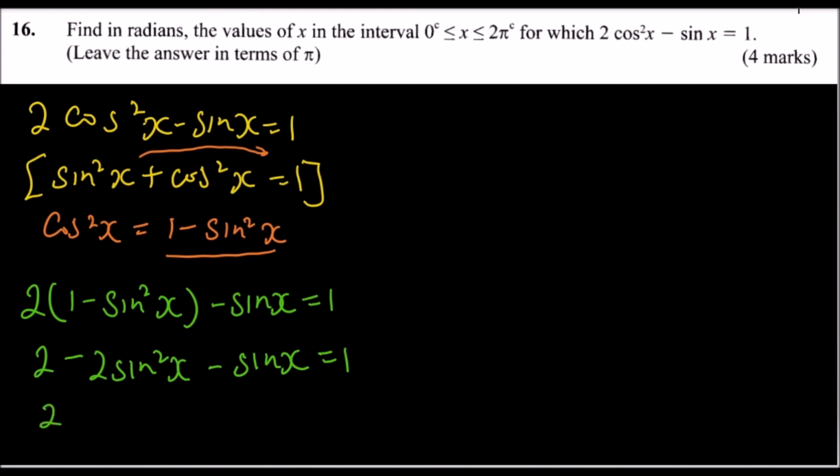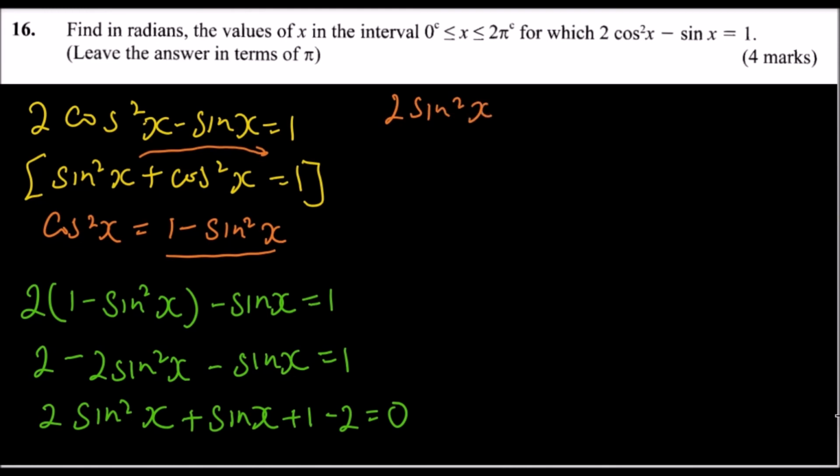We have 2 sine squared x, then we have plus sine x, and then 2 will become minus, so we have plus 1 minus 2 is equals to 0. So this is going to help us, and we'll be able to get 2 sine squared x plus sine x, then 1 minus 2 will be minus 1 is equals to 0.